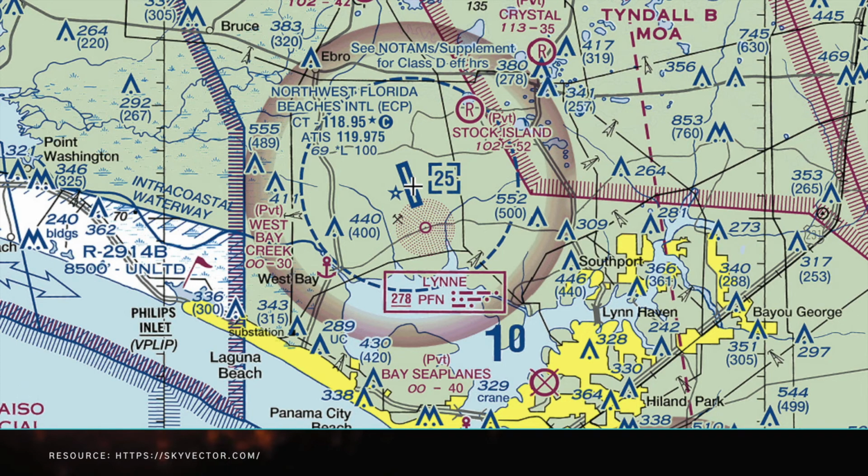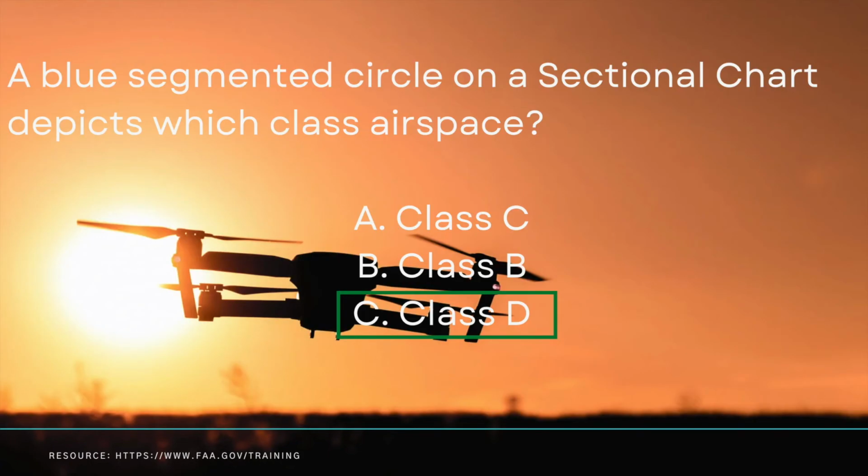And then Class B is blue solid circle. So if it's a blue solid circle and has many different segments of it, or many different layers, then of course it's going to be a Class B. If it's just one layer and it's dashed, it's going to be a Class D. And Class D versus Class B is a huge difference. Class D is really not that busy. It's just busy enough to actually have controlled airspace around it. And then Class B, the big boy, being the busiest type of airspace, busiest kind of airport that you can deal with in aviation. So going back to the problem, the correct answer is going to be C, Class D.